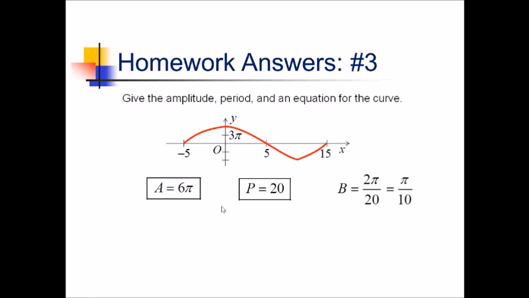And for the equation to use, we're starting at the top of the wave. If you look at the y-axis, that's the top of the wave, so that's the cosine curve. So we have a cosine of bx, which we can rewrite as y equals 6 pi cosine of pi over 10 x.